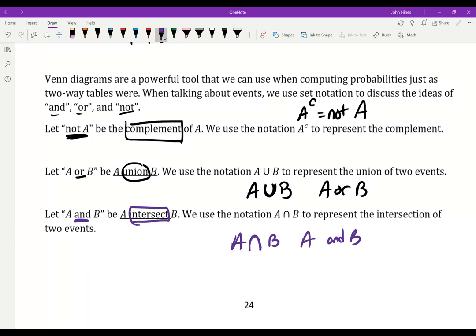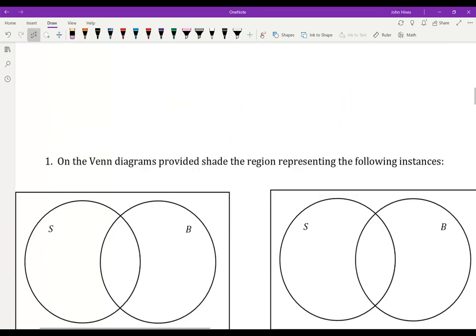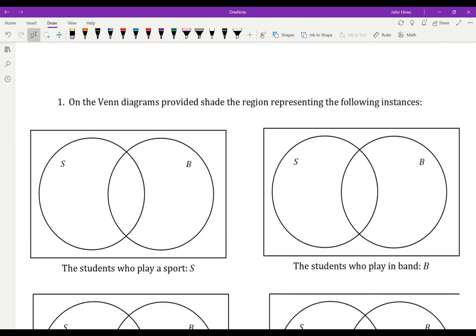And you're going to see me use this upside down U, that cap, to represent "and." You're not going to see me write "and" anymore. You're going to see me use that upside down U. So on the Venn diagrams below, shade the following probabilities.